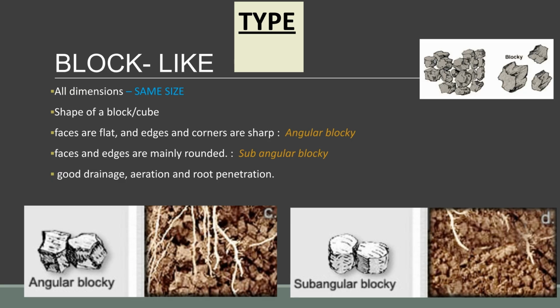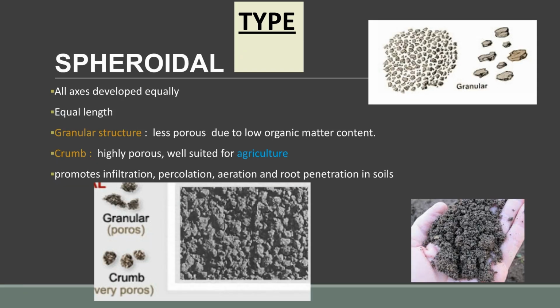Block-like structures have equal dimensions, resembling a cube. Angular blocky structures have sharp edges and corners. Subangular blocky structures have rounded faces and edges. Both offer good drainage and root penetration. Spheroidal structures have all axes equally developed. Granular structures are less porous. Crumb structures are highly porous and well-suited for agriculture, promoting infiltration and root penetration.